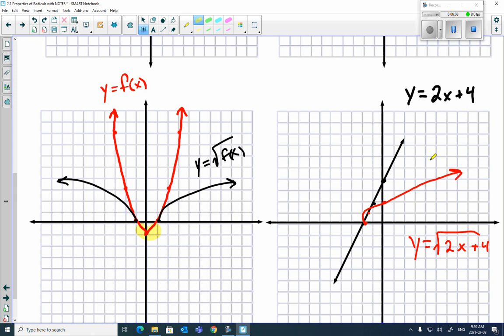Okay, so that is, what was that one again? That was 2.1. There we go.